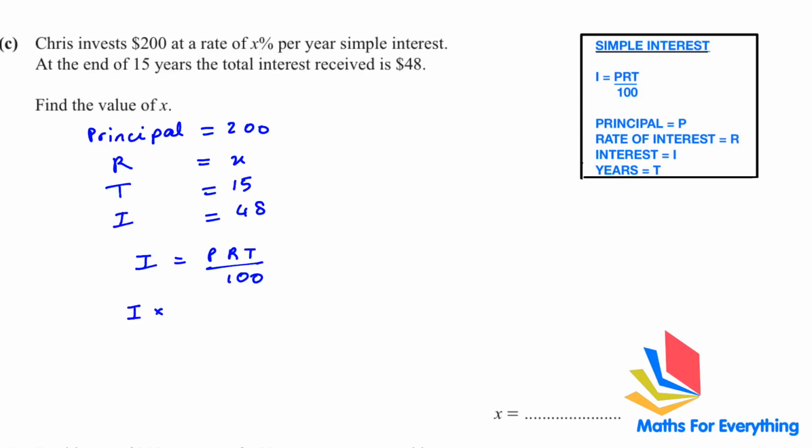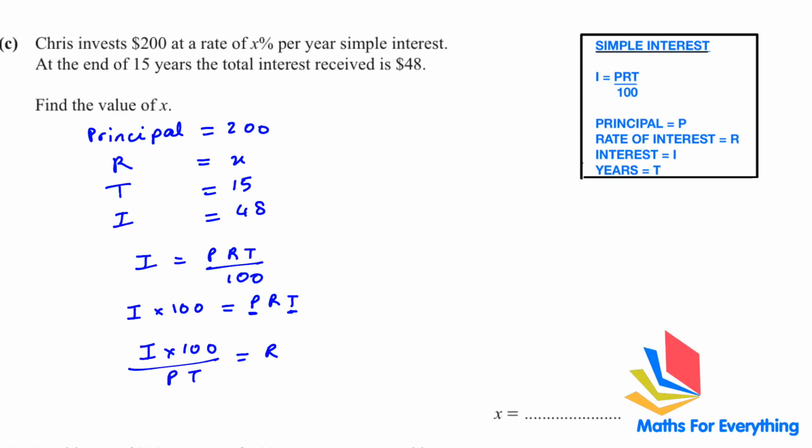This is 100 in the denominator. When I move to the other side, it will become multiplied, so it will be in the numerator. Multiply by 100. And then you are left with PRT. P and T are multiplied: P multiplied by R multiplied by T. So when you move them to the other side, it will be a divide. You are left with R.